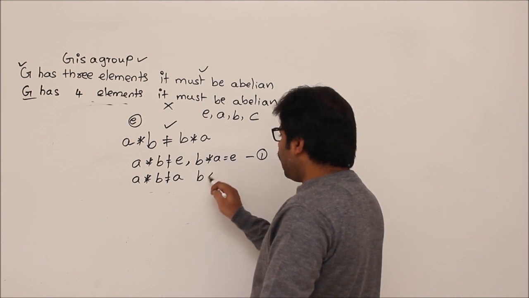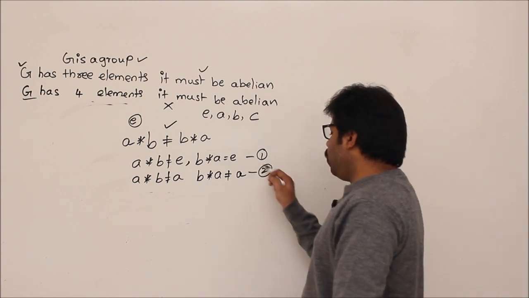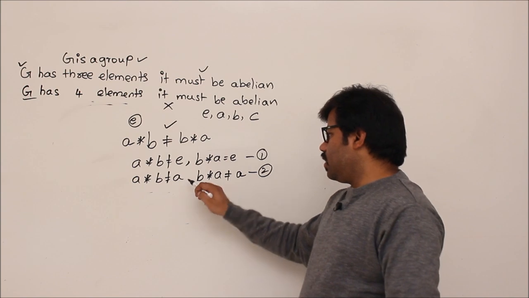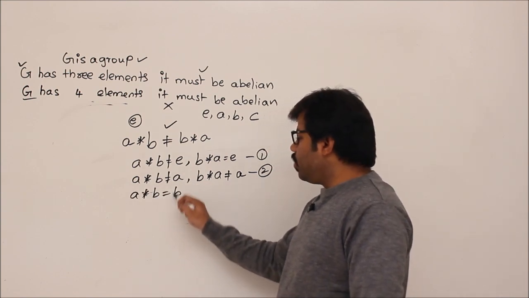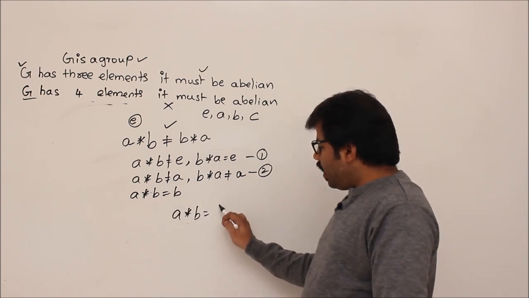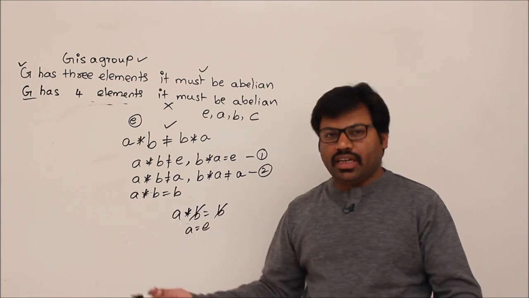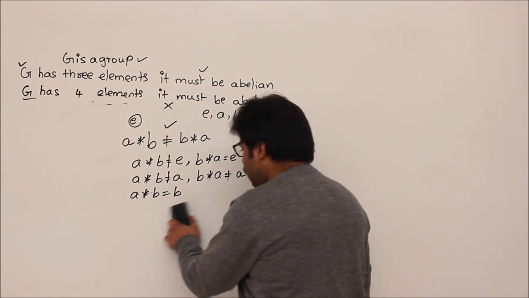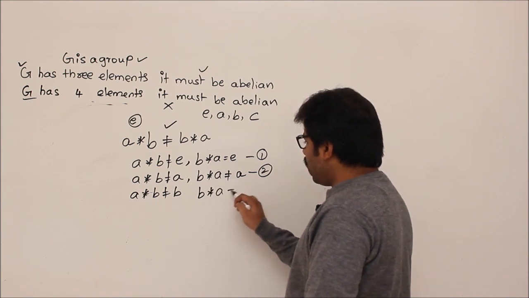Similarly, B star A also cannot be A. Same reasoning we can apply. You try it. Now, if you understand this, you also can understand this one. Now, sir, A star B equal to B, is it possible? No. Why? If A star B equal to B, one of the elements B will be cancelled, then A will become E. If A becomes E, then A star B will become B star A. So A star B should not be B. Similarly, B star A should not be B.